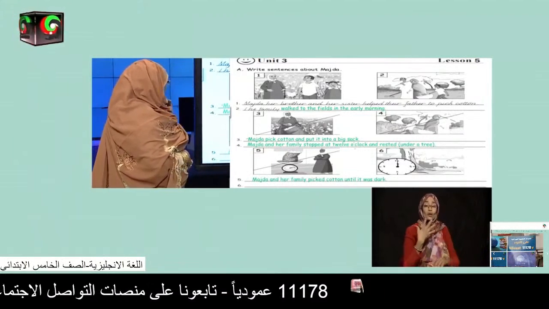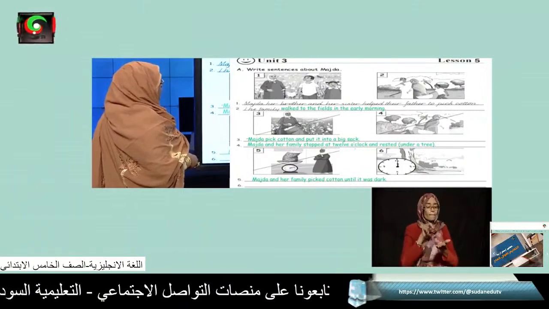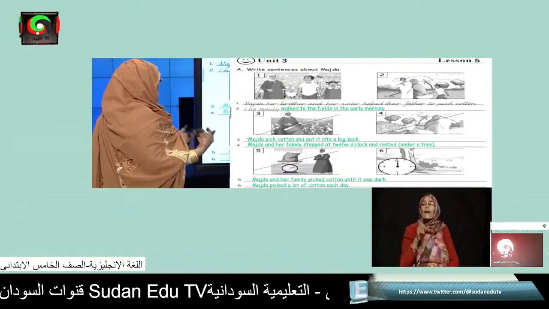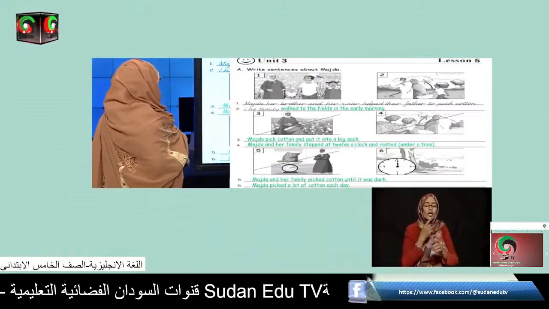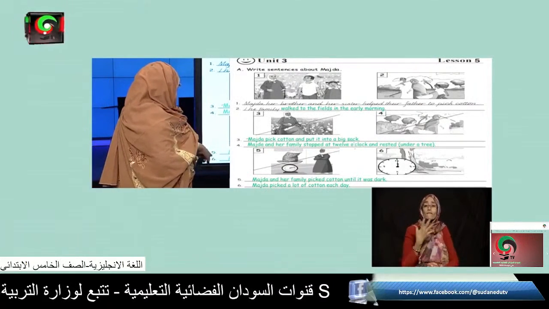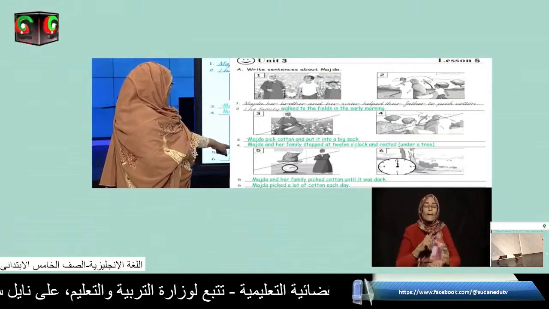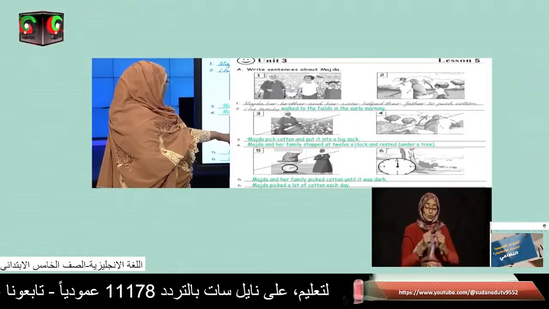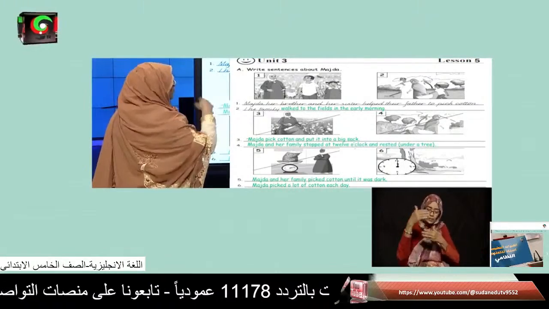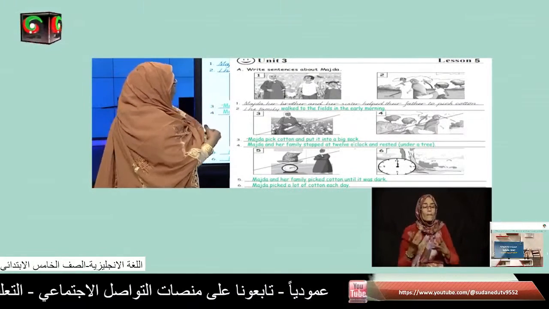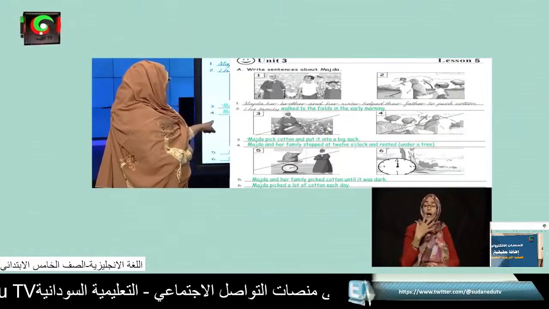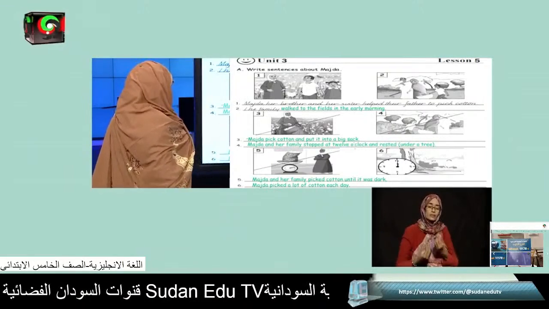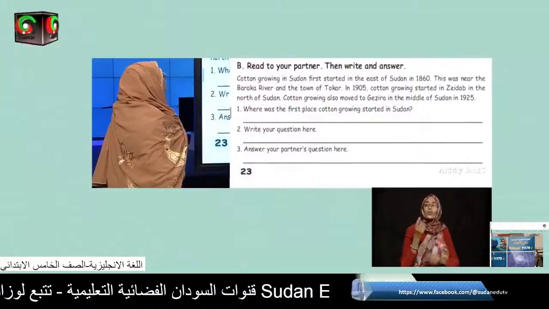And 5, Magda and her family picked cotton until it was dark. Let's move to 6. Magda picked a lot of cotton each day. So, this picture, Magda picked a lot of cotton each day, and Magda and her family picked cotton until it was dark. This describes picture 4. And for 6, Magda and her family stopped at 12 o'clock and rested under a tree. Okay, let's move to activity B.